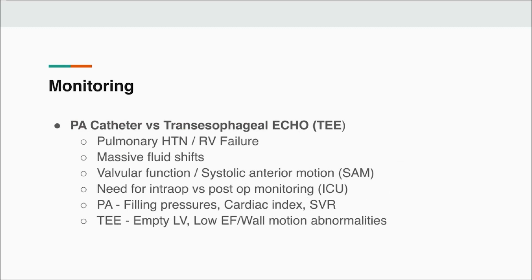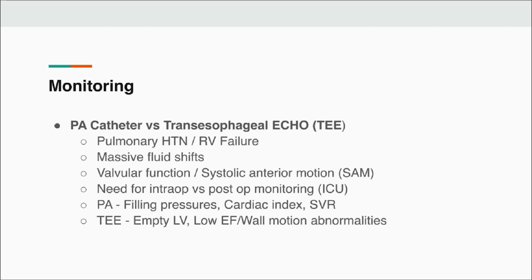We can look at the patient's left ventricle and right ventricle, and determine if the patient is under-resuscitated or hypovolemic. We can also look at their valvular function, specifically if they have systolic anterior motion, or what we call SAM, which is when the mitral valve may actually obstruct the aortic outflow tract. And so we can make changes to the patient's hemodynamics and prevent SAM while the case is happening.